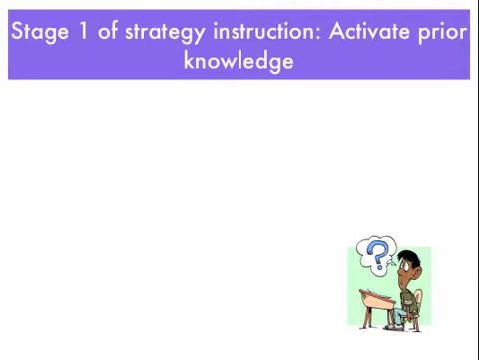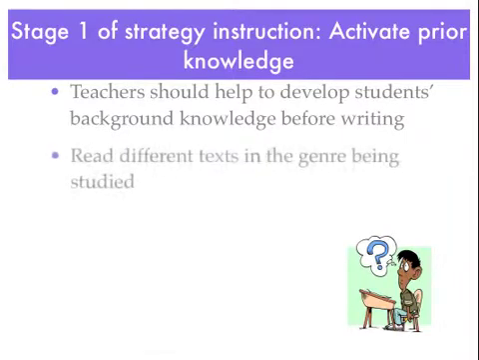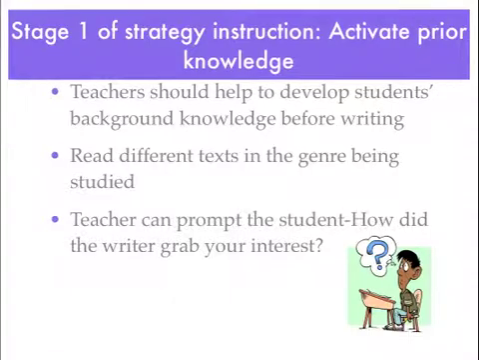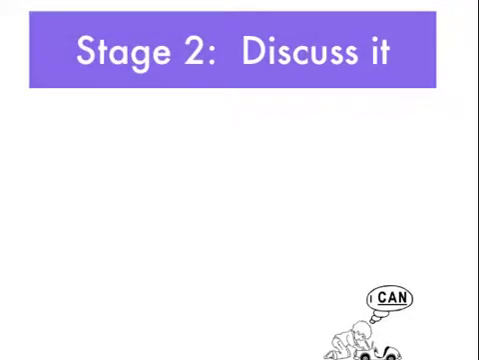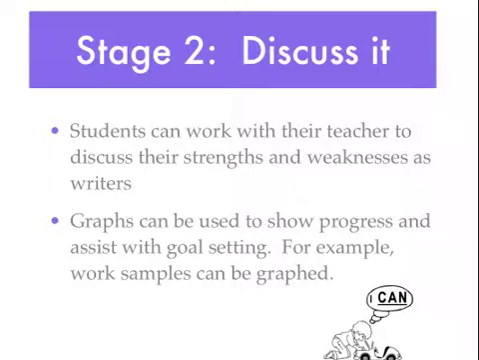Stage 1 of strategy instruction, activate prior knowledge. In this stage, teachers can help their students to develop background knowledge before they begin writing. They may introduce texts of the same genre being studied, or prompt their students, for example, how did the writer grab your interest? Stage 2, discuss it. Students can work with their teacher to discuss their strengths and weaknesses. They may graph their progress, for example, using work samples in a graph across time.